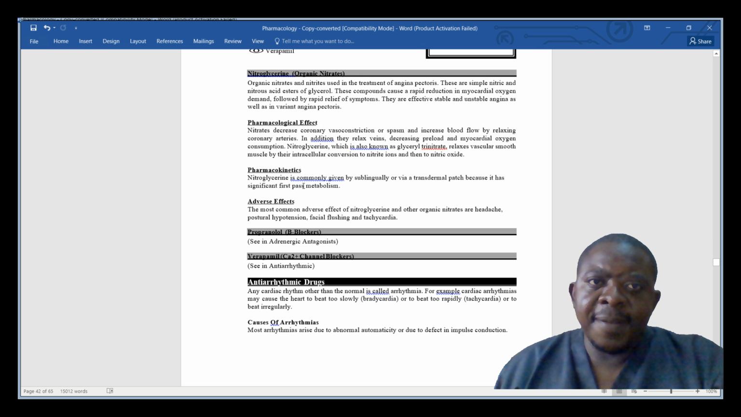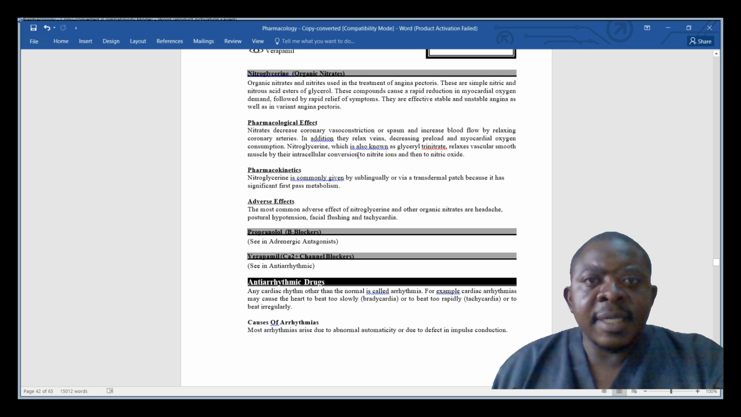Pharmacological effect. Nitrates decrease coronary vasoconstriction or spasms and increase blood flow by relaxing coronary arteries. In addition, they relax veins, decreasing preload and myocardial oxygen consumption. Nitroglycerin, which is also known as glyceryl trinitrate, relaxes vascular smooth muscles by their intracellular conversion to nitrite ions and then to nitric oxide.